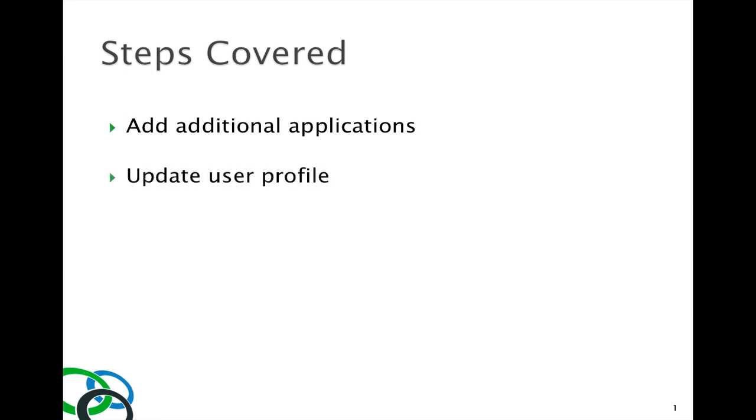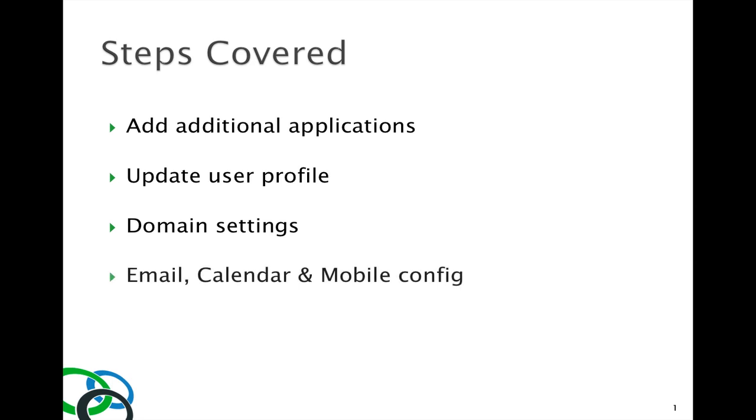We're going to go ahead and get started with step 3 by taking a look at additional applications that you'll want to add in. Next, we'll take a look at your user profile, make some updates and changes, followed by domain settings and the default configuration there. And lastly, we'll finish off with email, calendar, and mobile configurations.